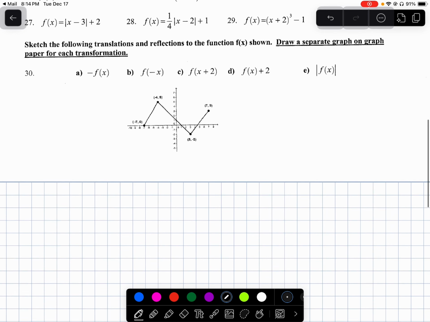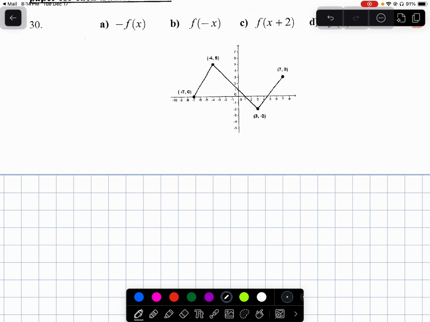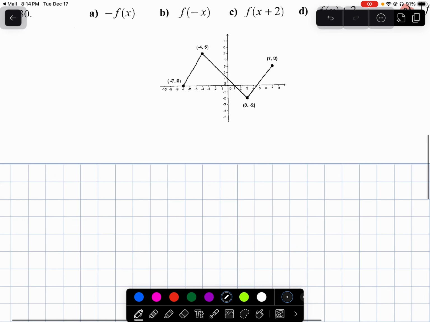Now, I would like to talk about 30. It says to draw a separate graph on the graph paper for each transformation. So I'm just going to do 30A and then hopefully it will lead you as to what happens for the rest of them. E is bonus. Okay, let's talk about 30A. We know, hopefully, that if we were to put a negative on the outside of a function, it should flip it over the x-axis. So when you're graphing this, the graph paper is pretty darn big, so I'm going to kind of cut those in half just to make it fit a little easier.